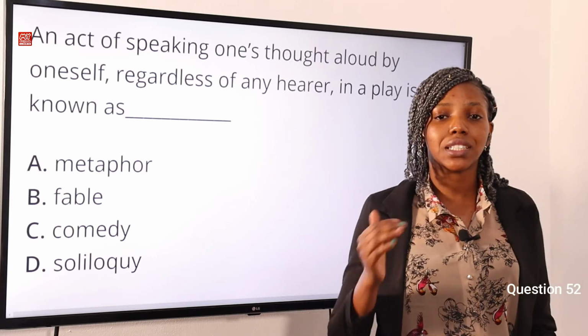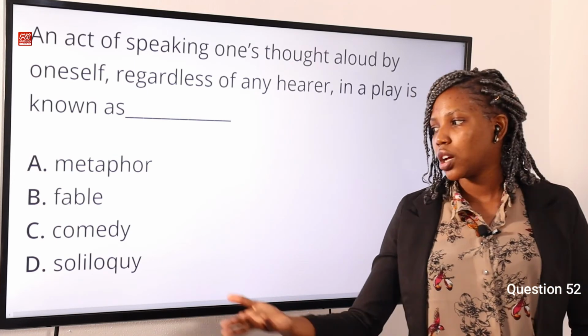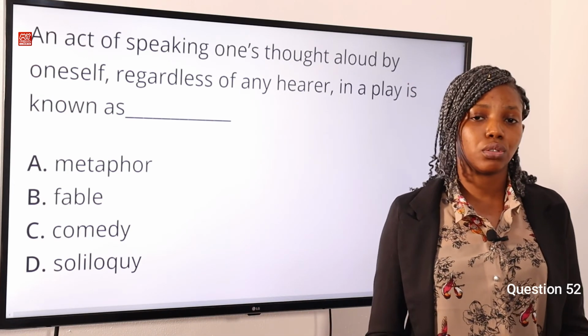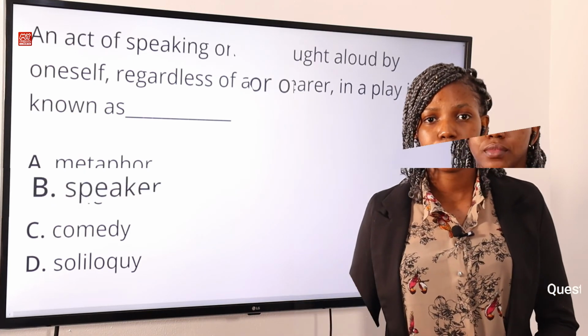However, metaphor is a direct comparison. Fable is a story that teaches a moral lesson. Comedy is a story that's intended to evoke laughter. So option D is the correct answer to this question.